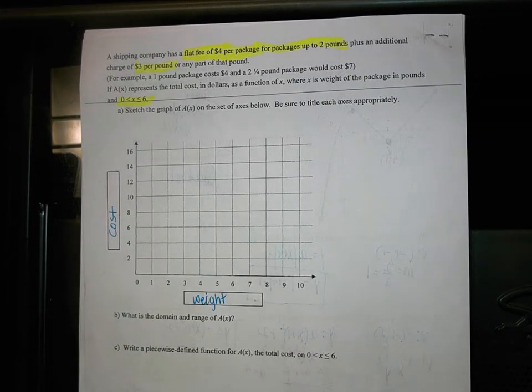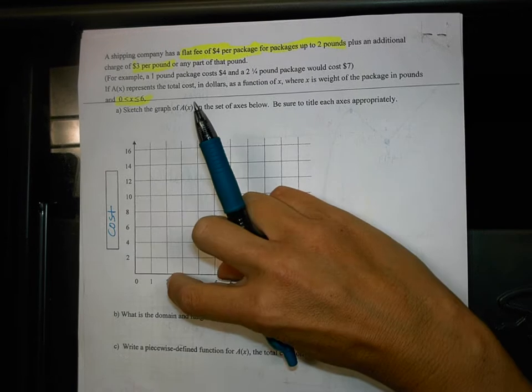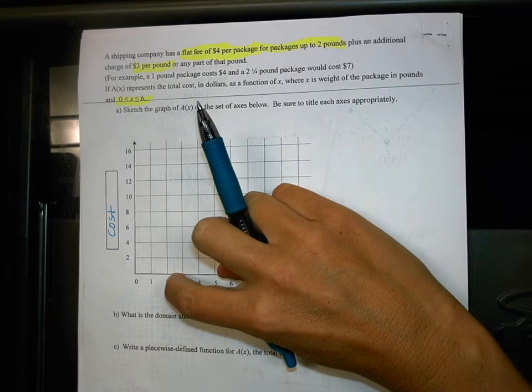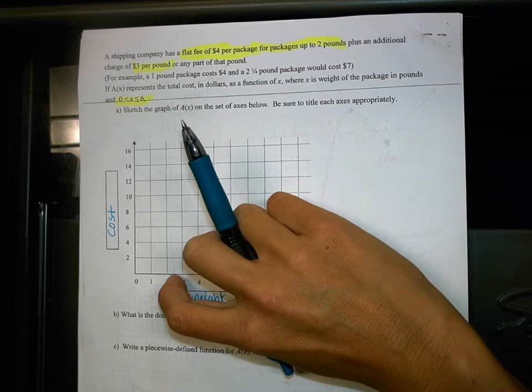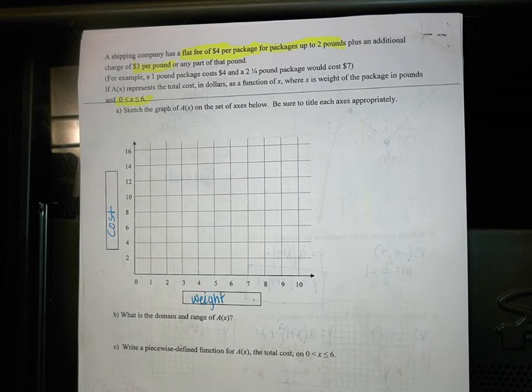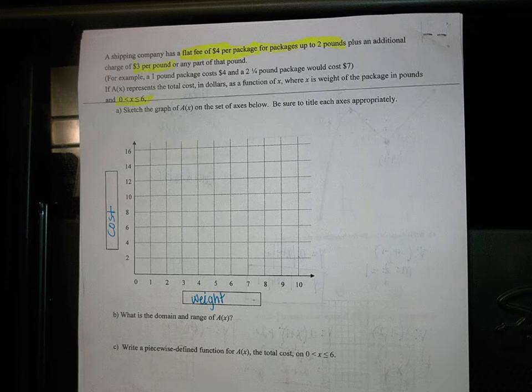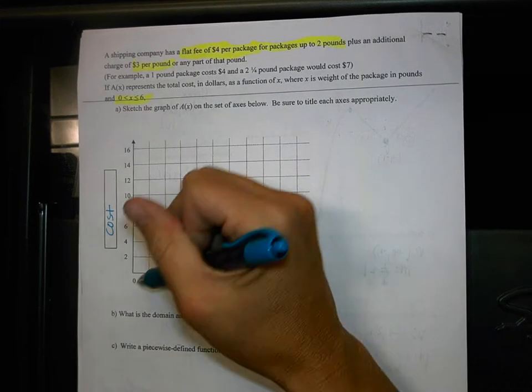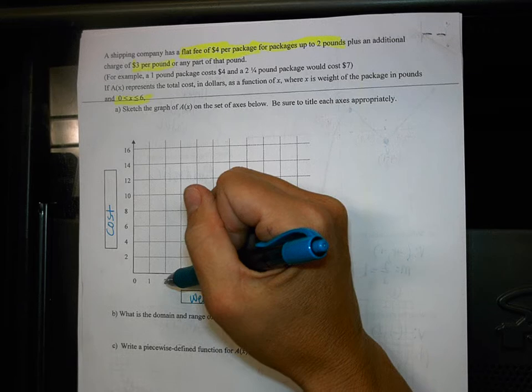And so we know that from $0 to $2, the cost is how much? $4, which makes a straight line. Do you guys agree? Because it's not going to be more than $4. It's not going to be less than $4. Anything between 0 and 2 pounds is $4.